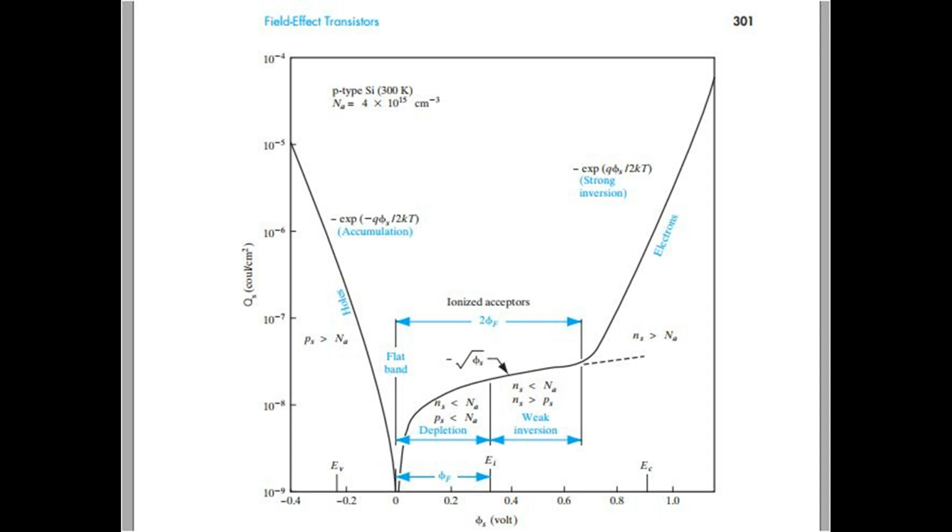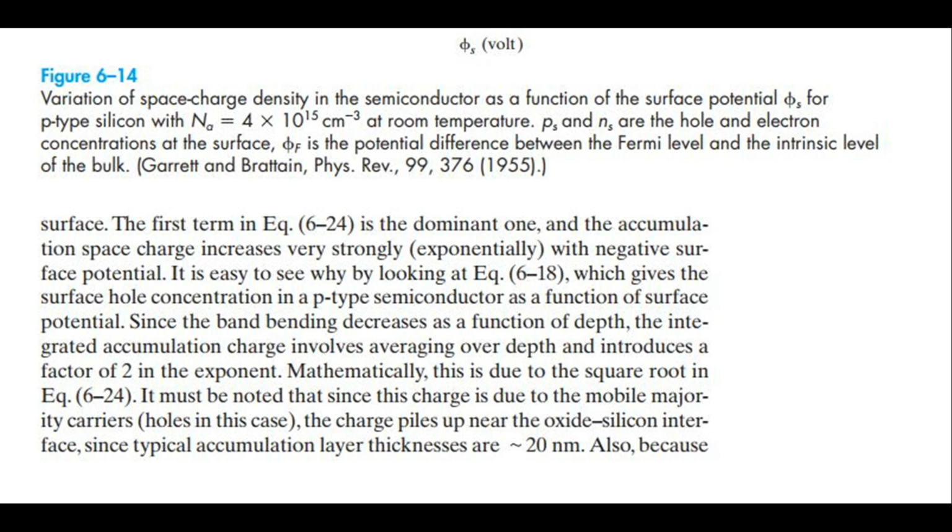Figure 6.14. Variations of space charge density in the semiconductor as a function of the surface potential ψs, for p-type silicon with acceptor density 4×10^15 per cubic centimeter at room temperature. p and n are hole and electron concentration at the surface. ψF is the potential difference between the Fermi level and the intrinsic level of the bulk. It is easy to see why by looking at Eq 6.18, which gives the surface hole concentration in a p-type semiconductor as a function of surface potential.